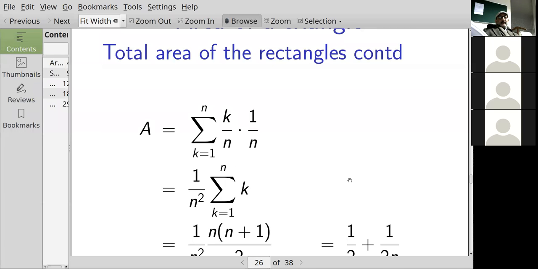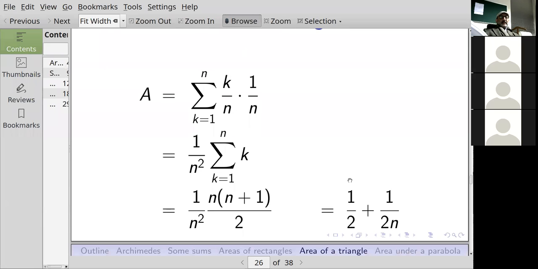But we had a result for the summation k equals 1 to n, right? That's 1 plus 2 plus 3 up to n, which we said was n times n plus 1 over 2. So that area is 1 over n squared times n times n plus 1 over 2, okay? And I can simplify that as 1/2 plus 1 over 2n, okay?